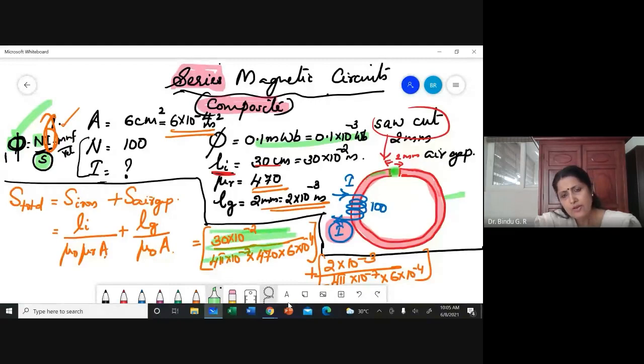Do you have your calculators with you? If you don't have your calculators with you also, it is okay.